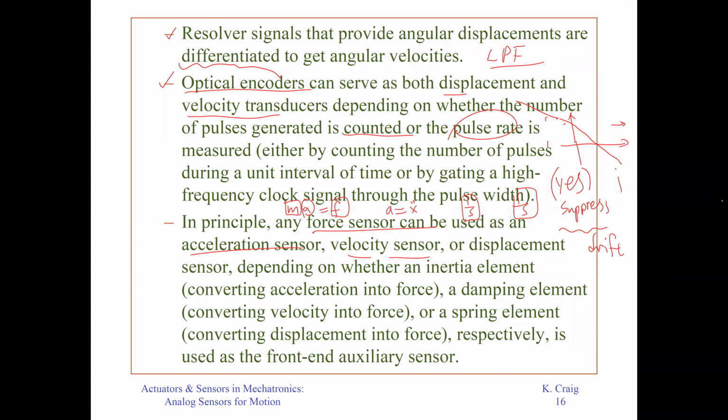Sometimes you measure acceleration, which is also called an inertial element. Like today in the drone, you have an IMU, inertial measurement unit. It's all based on force measurement. And you can add some damping element or spring element to make it a subsystem. We call that a front end auxiliary sensor, to make the behavior better and suppress that kind of drift.